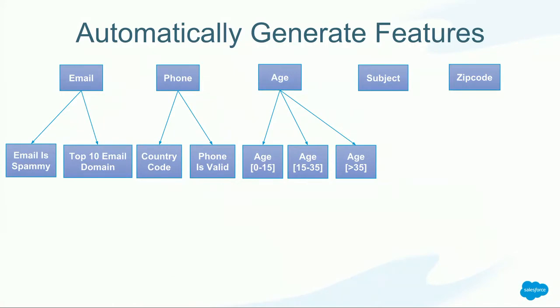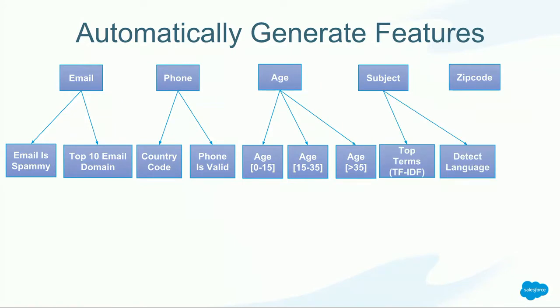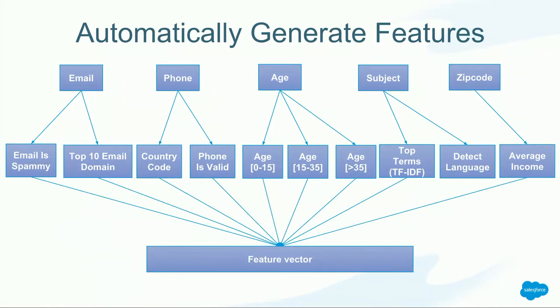For text, like big text boxes, we can pick out the top terms. We can also do automatic language detection, which is extremely important for the work that we do, because we're dealing with customers all over the world. Detecting the language and applying specific text processing pipelines to those specific languages is crucial in order to get actual models that work across a worldwide customer base. And for things like zip code, you can leverage external data like average income or weather or population, pull those all into a single feature vector, and then start training your machine learning model. This is all done behind the scenes.